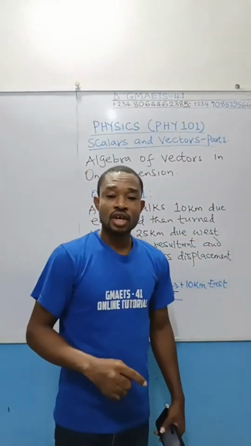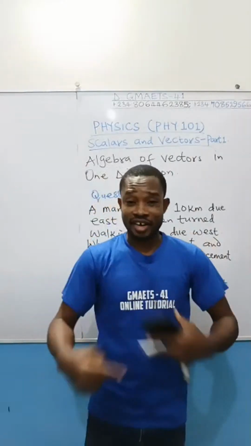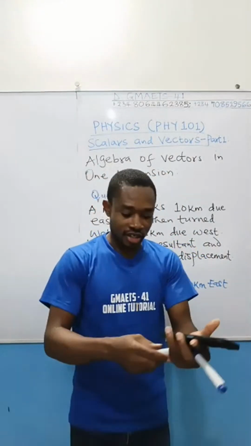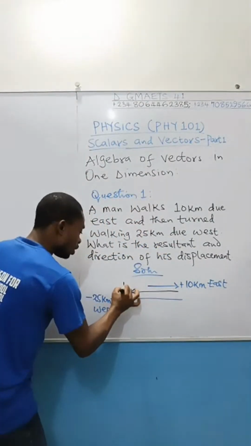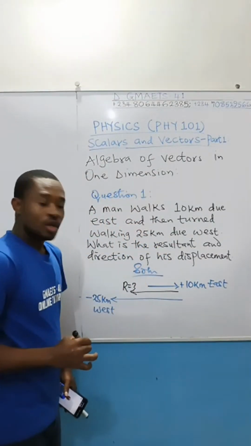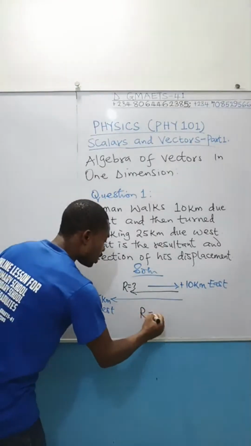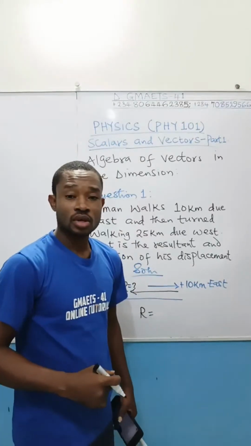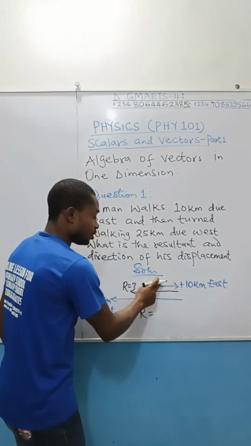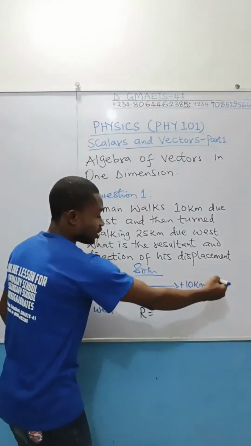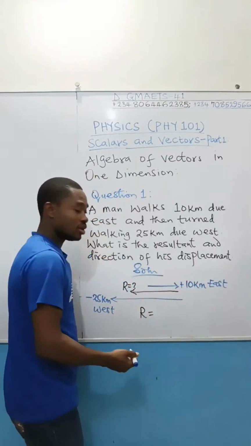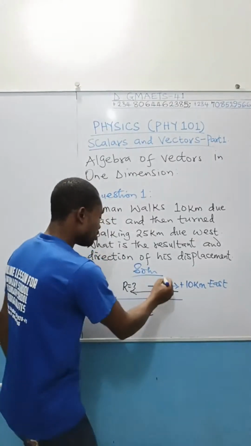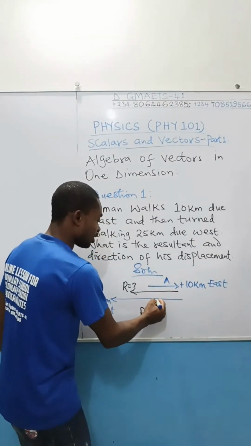Take note of that. When two vectors are moving in opposite directions, the resultant usually takes the direction of the greater magnitude. Now, this would be the resultant R, which we don't know. So how do I get the resultant? The resultant will be equal to the algebraic sum of the two vectors. Let me call this vector A and this one vector B.